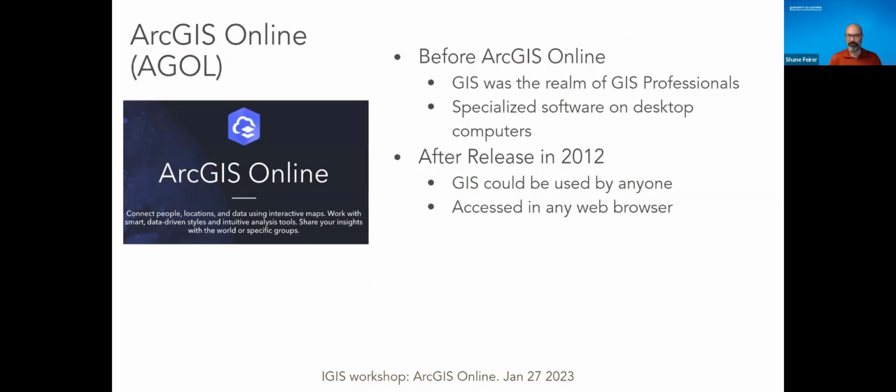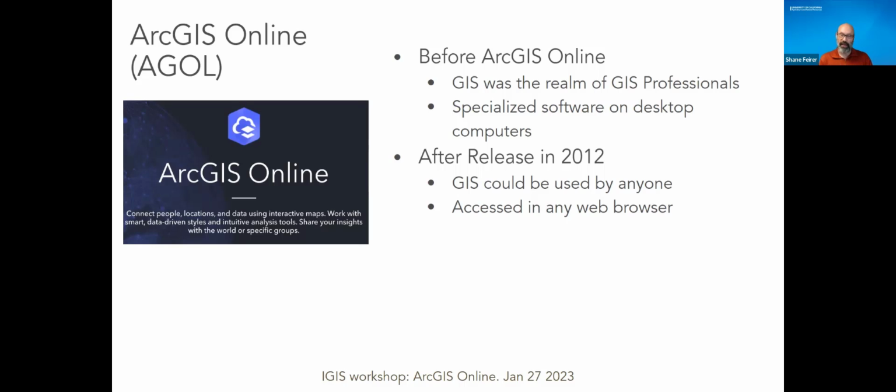So, ArcGIS Online. Something important to note is before Esri released ArcGIS Online, GIS was really in the realm of GIS professionals like the people that I've introduced you to on the IGIS team. We had specialized software on really high-powered computers. We did analyses for researchers or others or ourselves. We produced a cartographic product, usually a PDF or a paper map. We used it in publications, took it to events, and that was the realm of us. We did that for you.